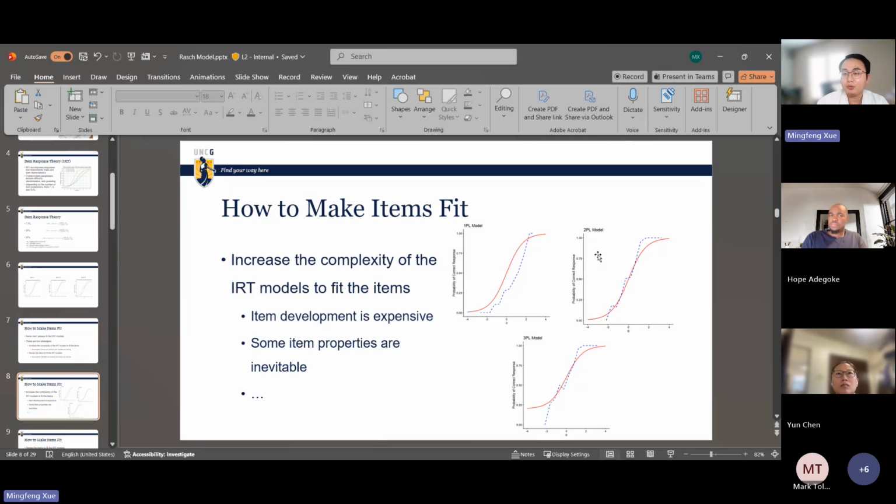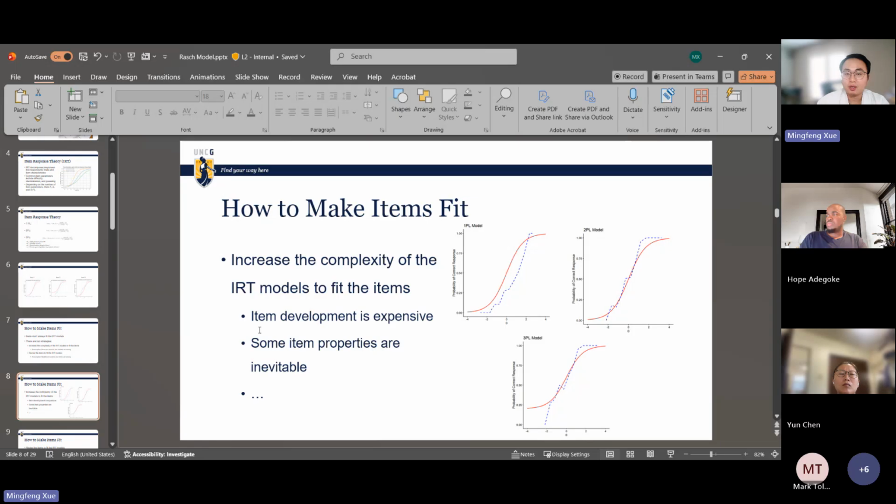This is actually a very often used strategy in reality, because in industry or in many cases, item development is expensive. Especially, we need to have multiple rounds of field testing and item writing and revisions. So in many industries, they tend to increase the complexity of the IRT model to fit the items. Moreover, some of the item properties are inevitable, such as guessing in certain items, you cannot get rid of it.